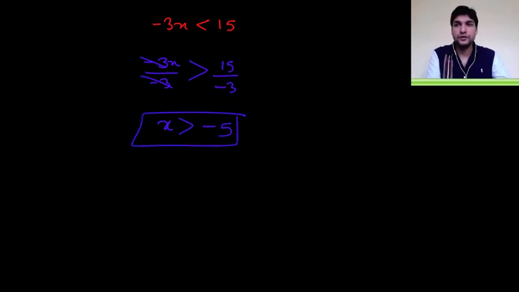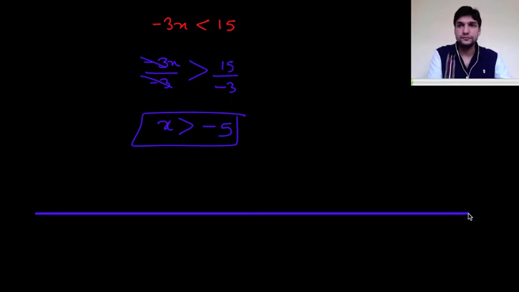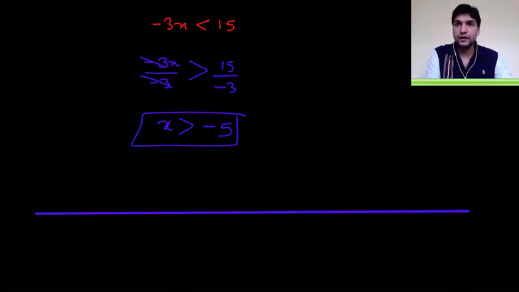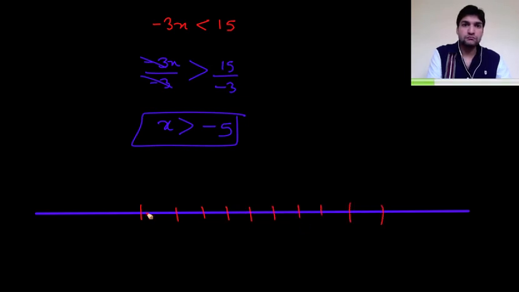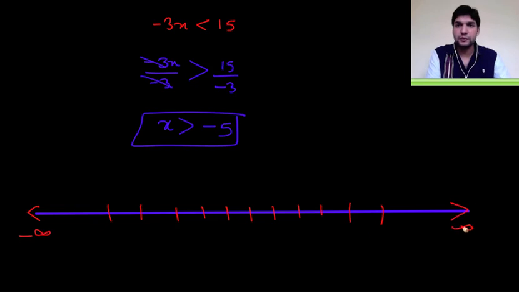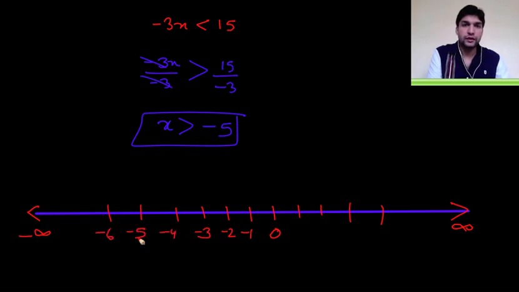And if you draw the number line, this will become 1, 2, 3, 4, 5, 6, 7, 8, 9, 10. These are enough, and this will be minus infinity, and the right hand side will be plus infinity, and this, let's assume this is 0, this will be -1, -2, -3, -4, -5, -6, here 1, 2, 3, 4.